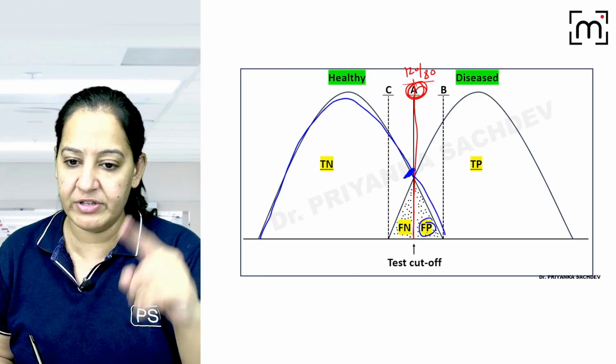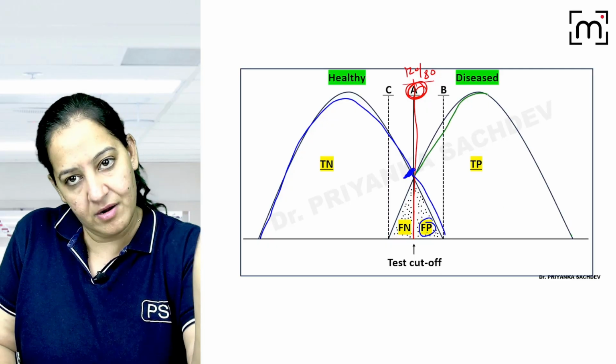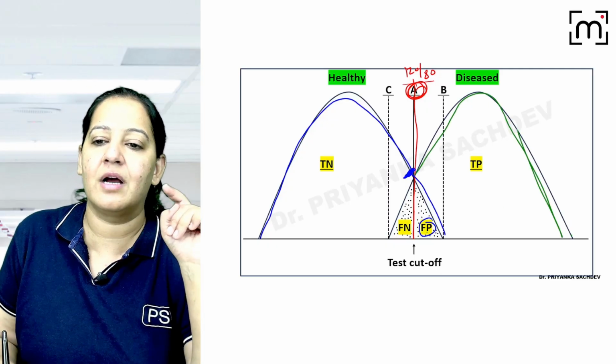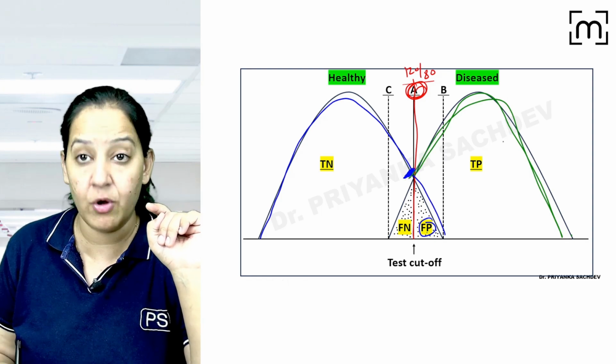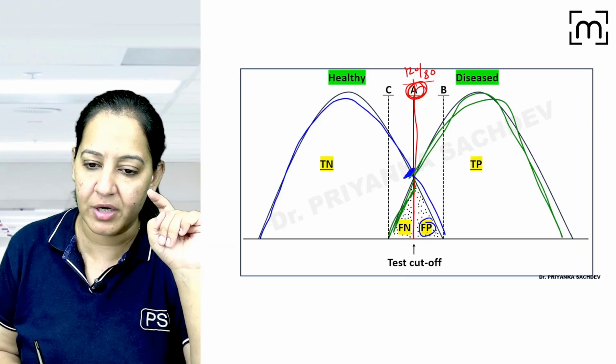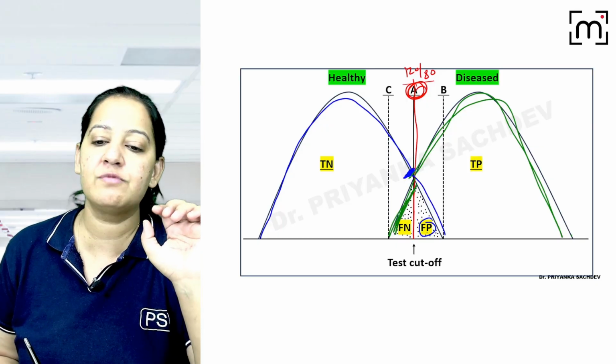The same I'm marking with green now. See, these are all negative. They are above the cutoff. So this complete green is above the cutoff. So these are all positive. These are all diseased. But can you see this portion? In this portion, the test is giving negative, but actually they have the disease. So this is false negative.